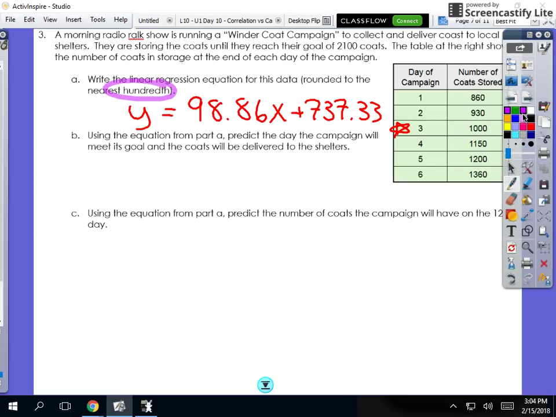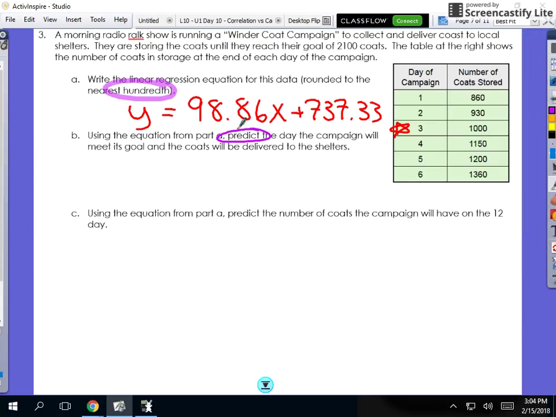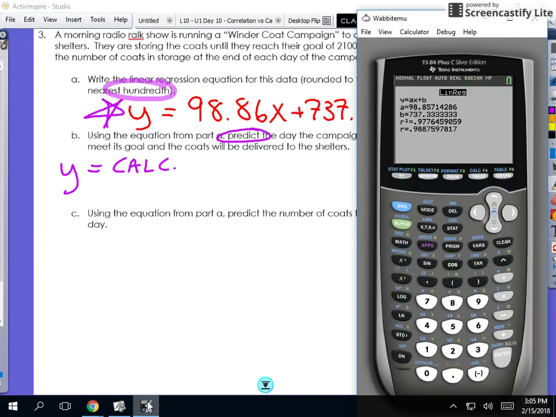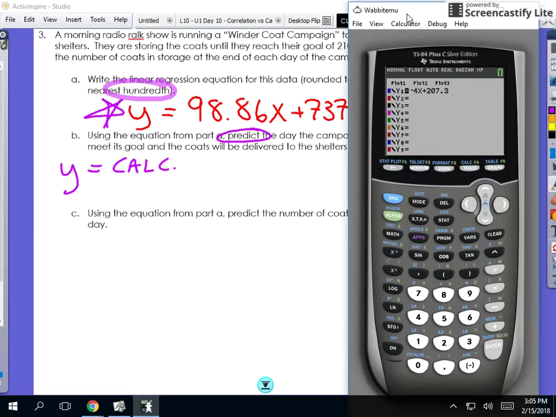Now here's the part where we're going to use that equation. We're actually going to use the equation to predict. As soon as you see the word predict, you need to plug in our new equation, this line of best fit, into the y equals on your calculator. So if we pull up the calculator, let's go to y equals, clear out anything that might already be there, and let's type this in. 98.86x plus 737.33.